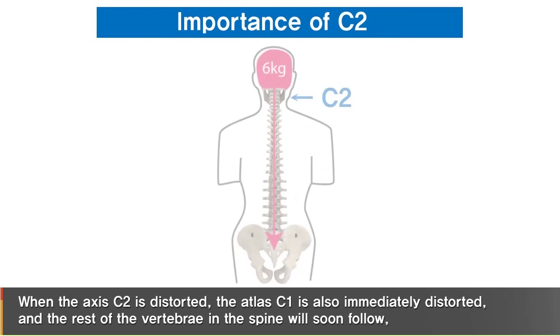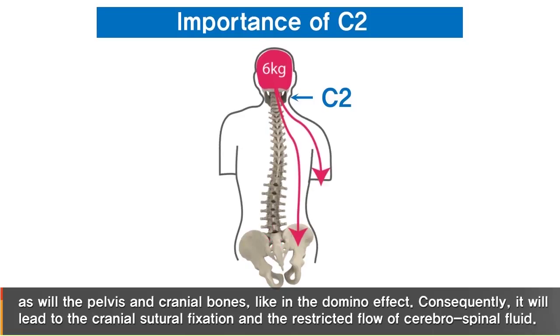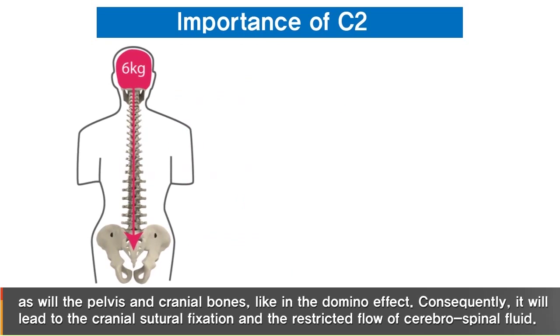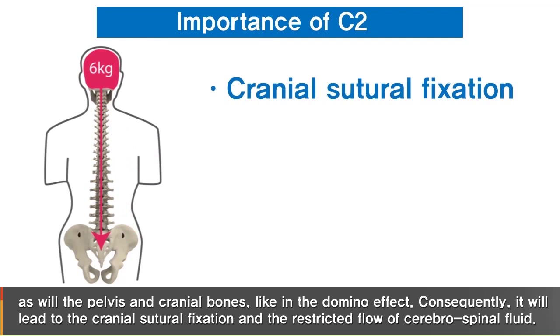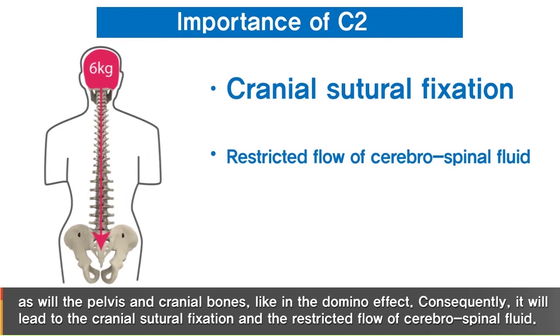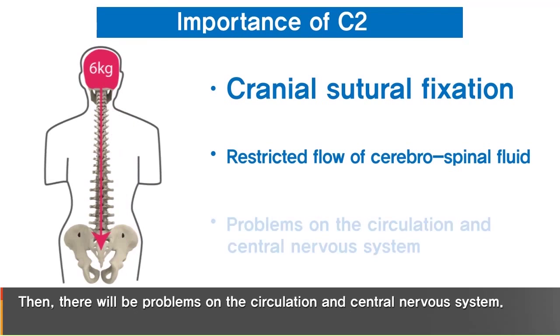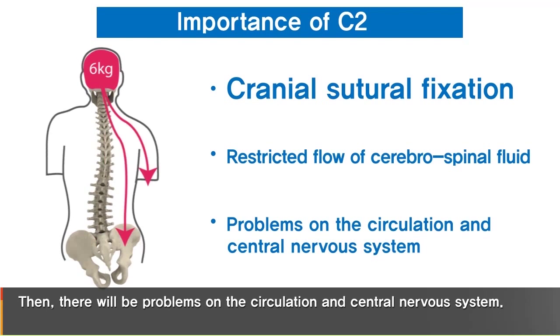When the axis C2 is distorted, the LSC1 is also immediately distorted, and the rest of the vertebrae in the spine will soon follow, as will the pelvis and cranial bones, like a domino effect. Consequently, it will lead to cranial structure fixation and restricted flow of cerebrospinal fluid. Then there will be problems in the circulation and central nervous system.